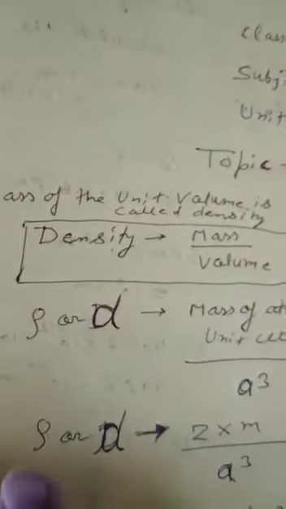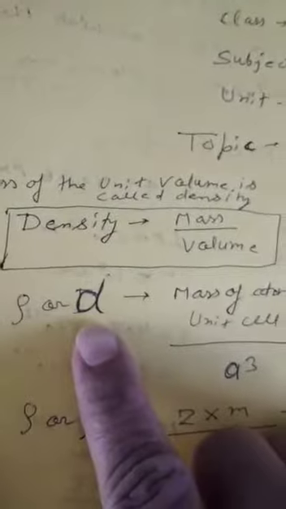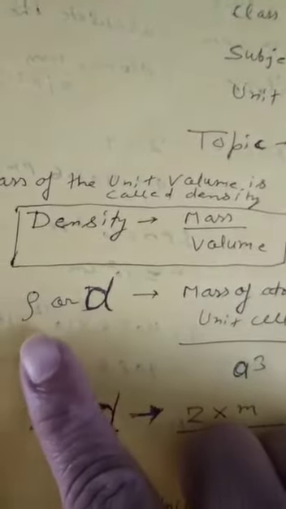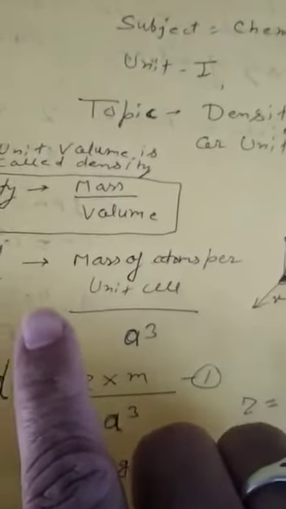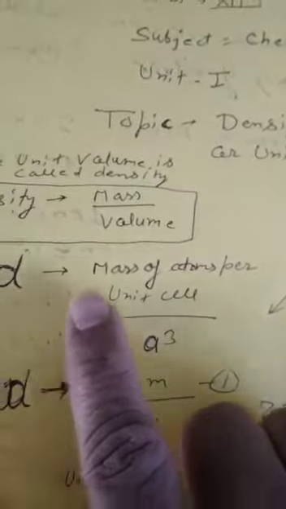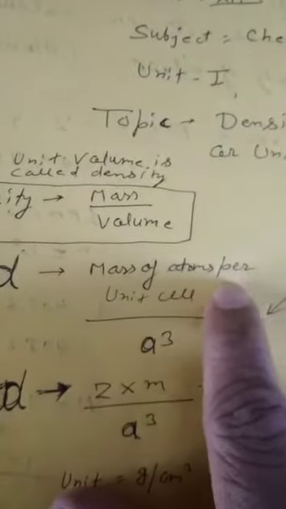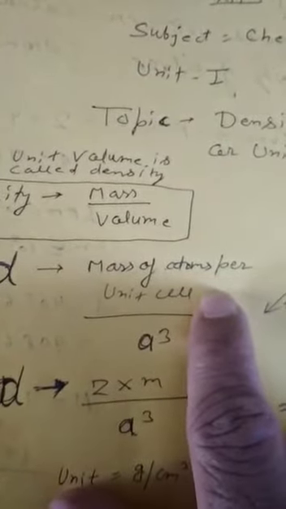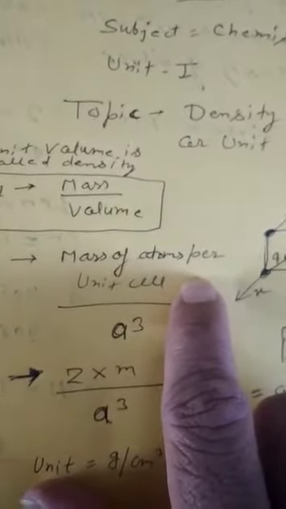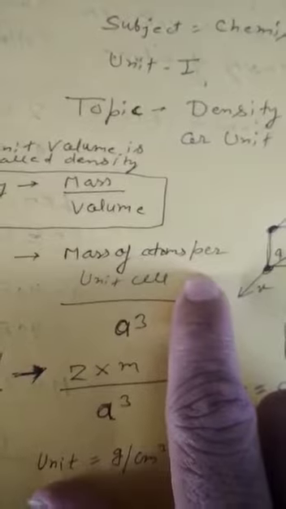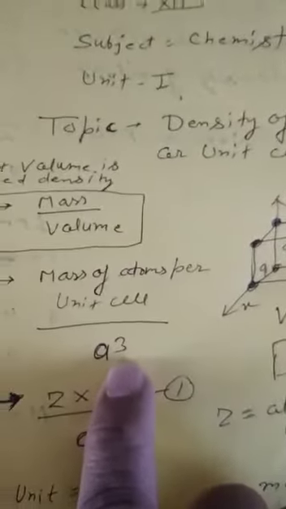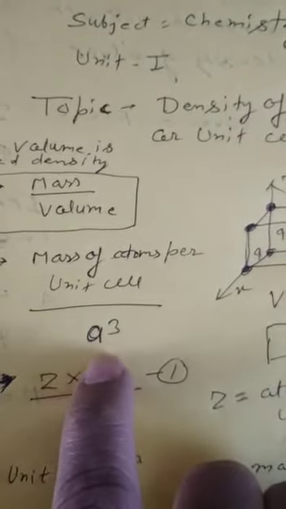So, now for solid crystal, we can express the density by small d or this rho. So for solid crystal or unit cell, we can say that the mass of the solid or unit cell is equal to the mass of the atoms which are present in unit cell, and the volume for cubic unit cell is equal to a cube.